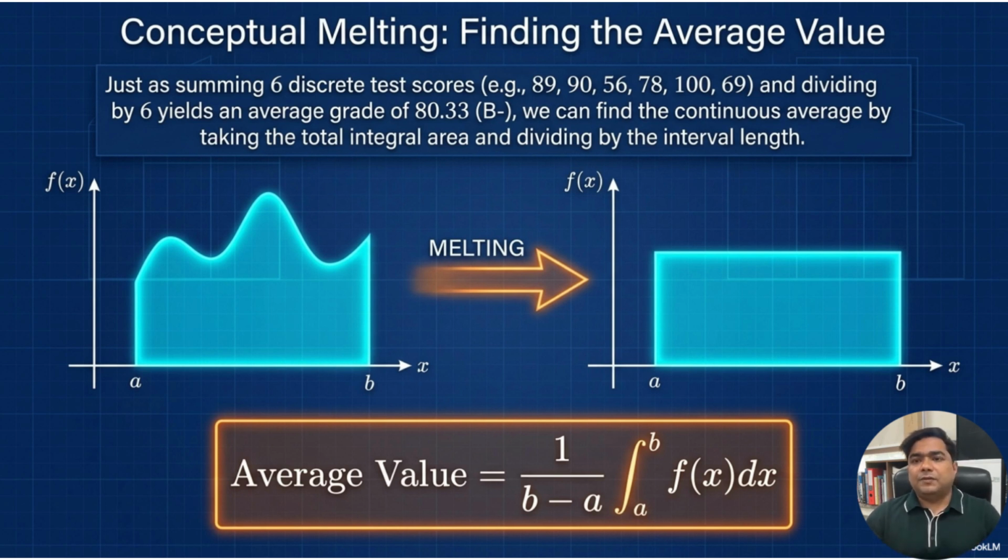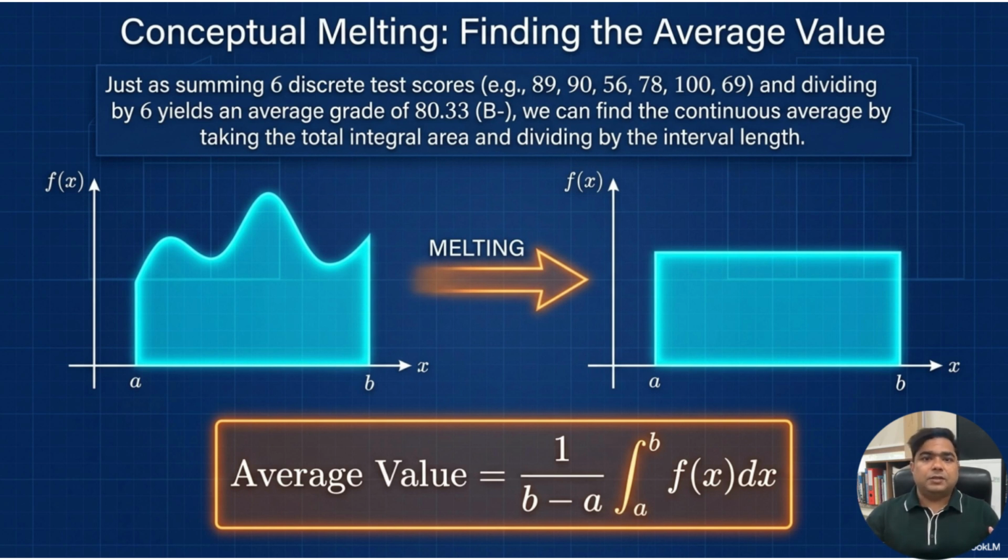In spoken form, the formula says the average value of a function over the interval from a to b is equal to 1 divided by b minus a, multiplied by the integral from a to b of f of x with respect to x. In simple language, we first find the total area under the function. Then we divide by the length of the interval.